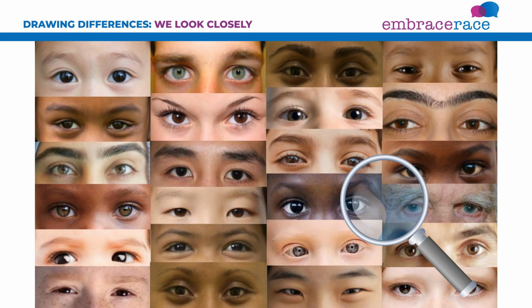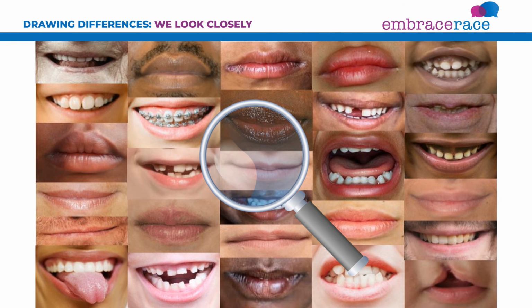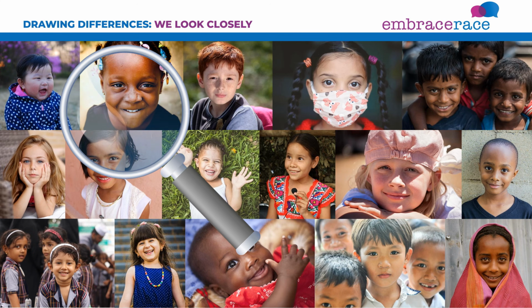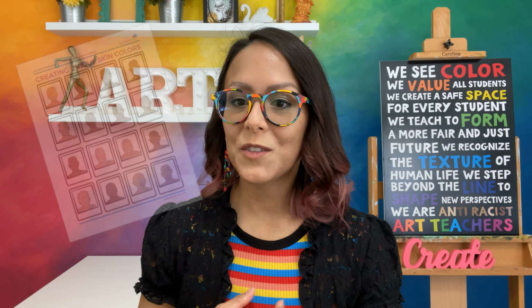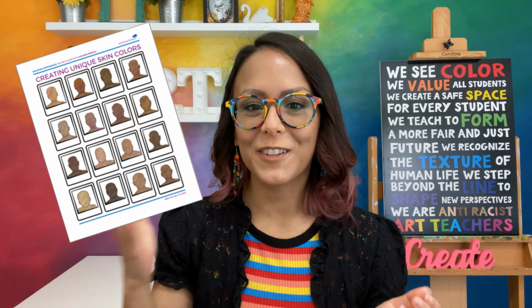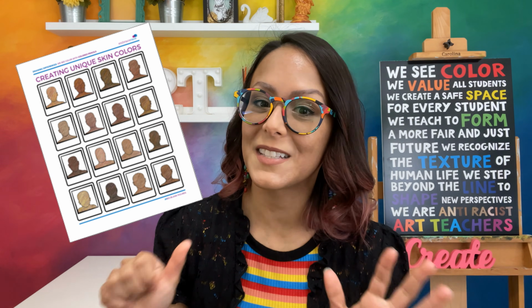Just like when we draw a tree, drawing an individual person starts with observing them closely and capturing the uniqueness of each person. When we don't spend time looking closely at people in front of us, we end up not really seeing them, even when drawing ourselves. In the next video, we'll learn to create a wide range of skin colors with only 6 colors.